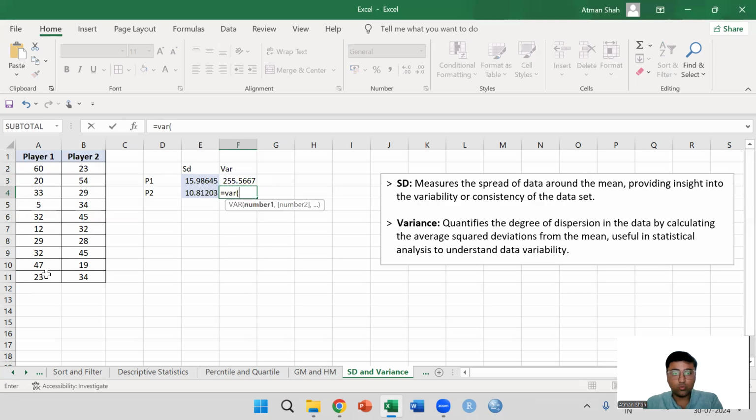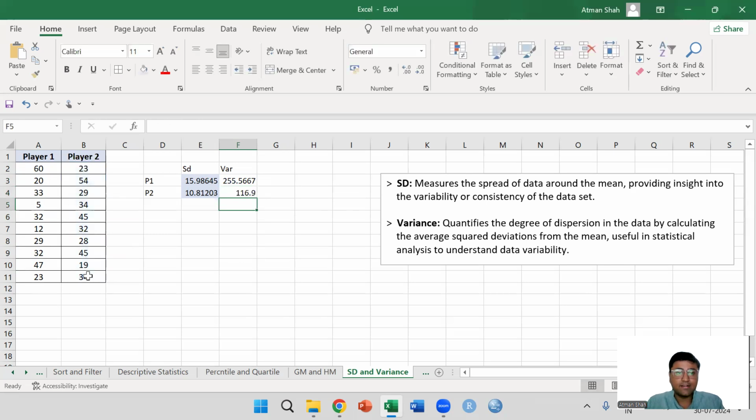Again is equal to variance. Select the range of player 2. That is B2 to B11. And press enter. Right? So variance is nothing but the square of standard deviation.